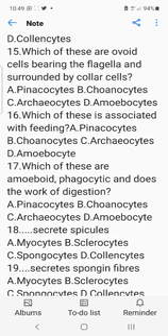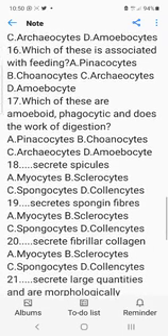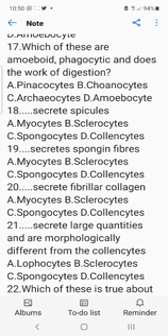Which of these cells is associated with feeding? The choanocyte, which is surrounded by collar cells, is associated with feeding. The collar cells help in filtering food molecules into the cavity of the organism, which are the sponges. So the answer is choanocyte. Number 17. Which of these are amoeboid, phagocytic, and do the work of digestion?